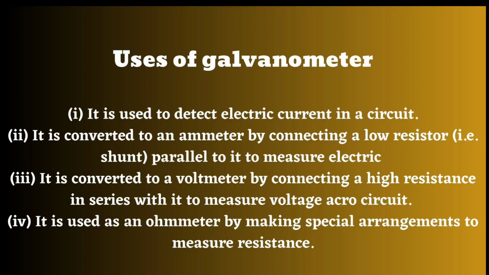So what about the uses, why is there a need to create this device? The first use is clear to every one of us: it is used to detect a small electric current in a circuit. Also this device is easily convertible. It is converted to an ammeter by connecting a low resistor in parallel to it to measure electric current. It is also converted to a voltmeter by connecting a high resistor in series combination to measure voltage across the circuit. It is also used as an ohmmeter by making special arrangements to measure resistance.